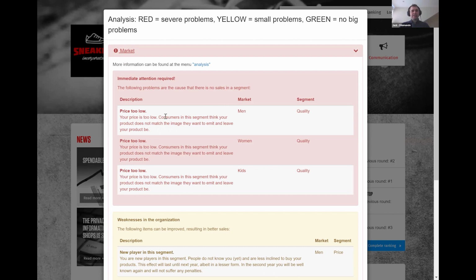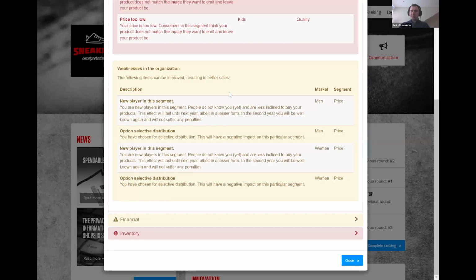If it's red, it is a severe impact. If it's in yellow, it means it's having a minor impact. So something that maybe could be improved, but doesn't necessarily have too much of an issue at the moment. Some of these you cannot have an influence on. So for example, being a new player in the segment, you're just going to have to last for 2 years within the market before this disappears.